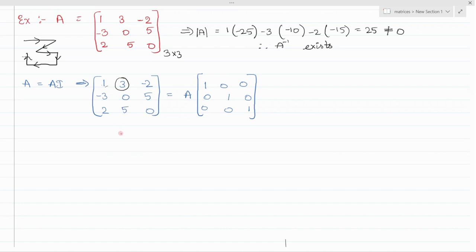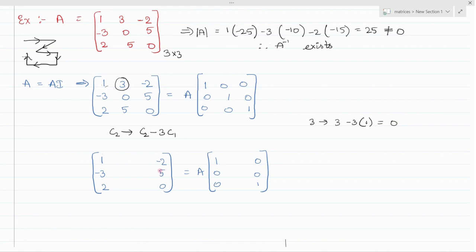So how to do that? It is column 2 changes as column 2 minus 3 times column 1, because when we do that, the 3 changes to 3 minus 3 times its corresponding C1 element and becomes 0. Here C1 and C3 elements remain as they are, only C2 elements change: 0, here it becomes 9, and here it is minus 1. Next, here it becomes minus 3 and 1, and 0 remains as it is.